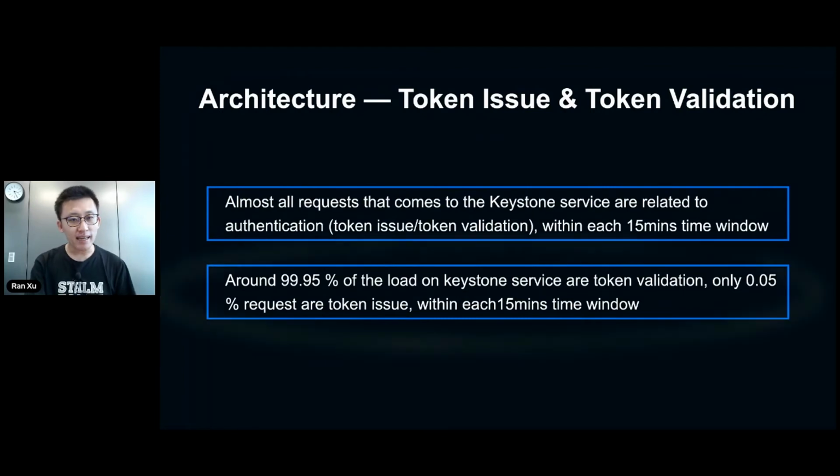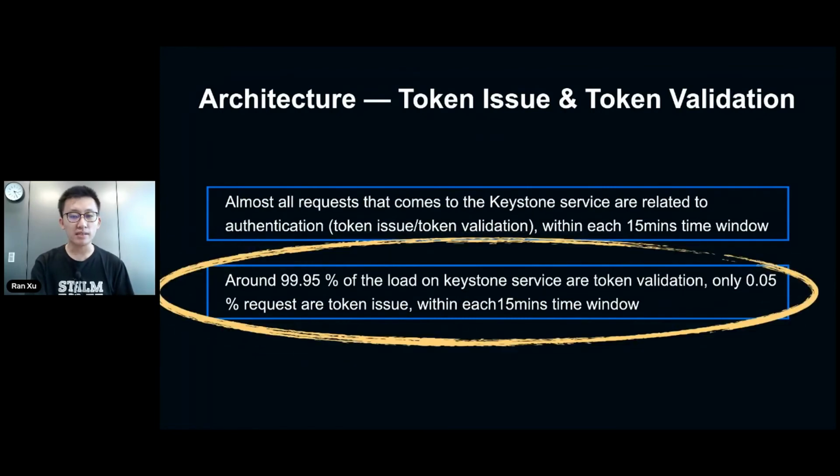According to the second observation, we also found that token validation is the most used feature compared to token issue. So in that case, when token issue has something wrong, token validation shouldn't be affected.